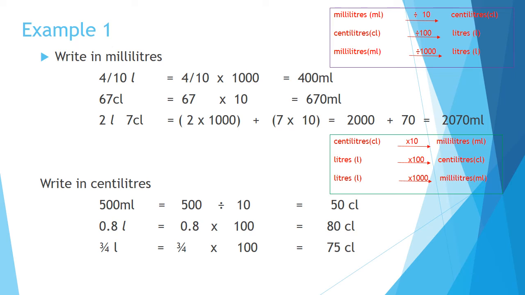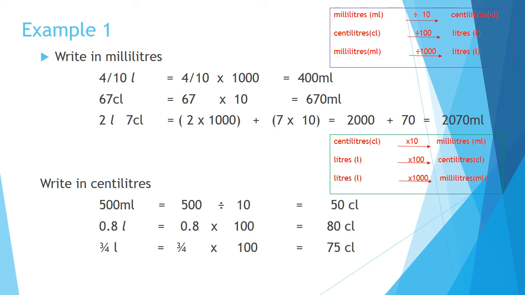Look at the next question. Write in centiliters. Now 500 milliliters we have to convert into centiliters. Milliliters are small, centiliters are bigger, so we want to turn a smaller unit into a bigger unit. So we should divide. Here 500 divided by 10 is equal to 50 centiliters.